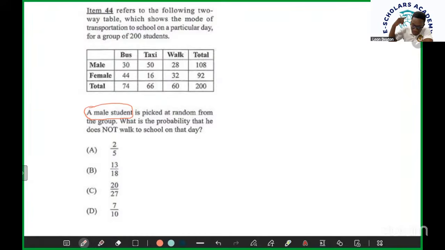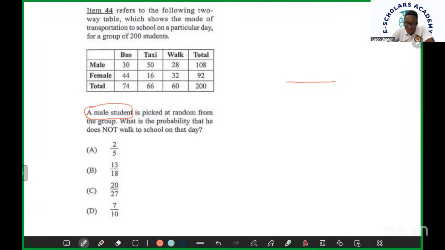Because it's a male student, what is the total that has to go at the bottom? Somebody tell me quick. Somebody tell me quick on TikTok. Let me big you up. At the bottom, right? At the bottom, at the bottom.